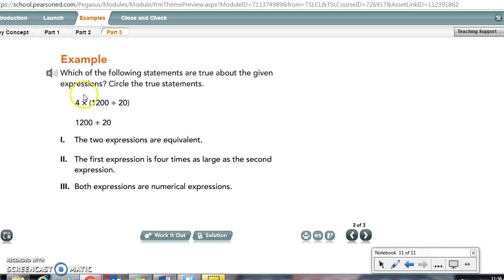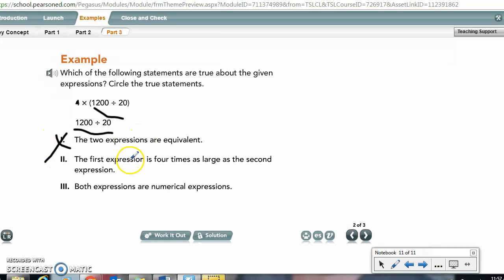They want to know which of the following statements are true about the given expressions. Circle the true statements. So I have 4 times 1,200 divided by 20 or 1,200 divided by 20. Are the two equivalent? Well, I know they're not equivalent because when I'm looking at these two right here, this and this are equal. But if I multiply this by 4, then this problem has a greater value than this problem. So I know the two expressions cannot be equivalent.